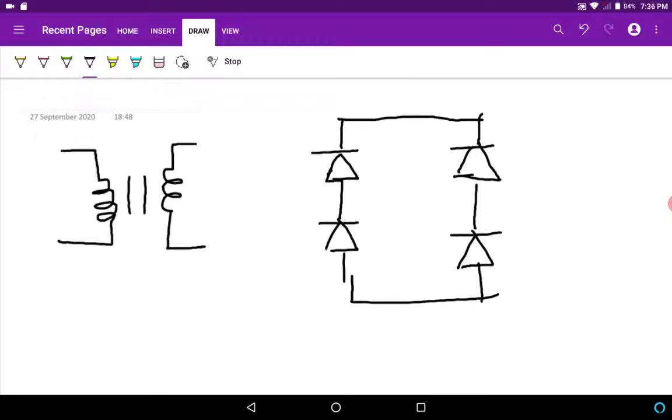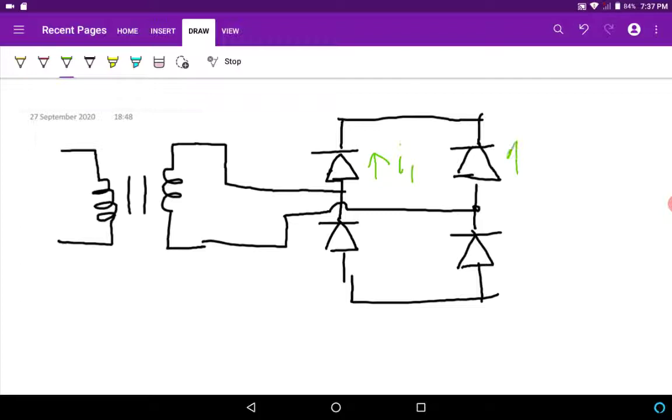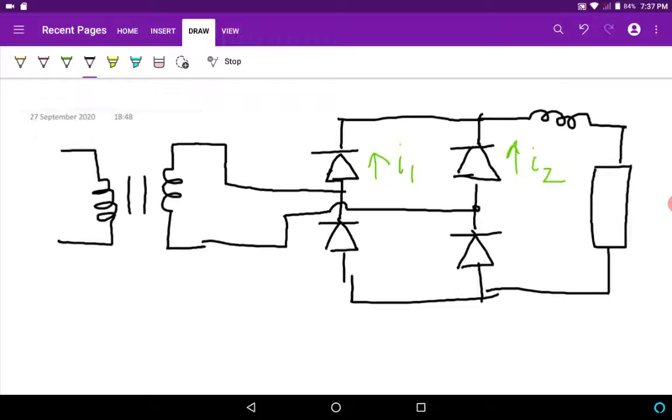So I'll have one of the points connected here, and another wire will be connected at the center of these two diodes. Now I can name the currents in this path. I can name this current as I1, and the current here as I2, right? And on the other side I have a load which is connected via a large inductor. This is the DC side of the rectifier, so this is the load.